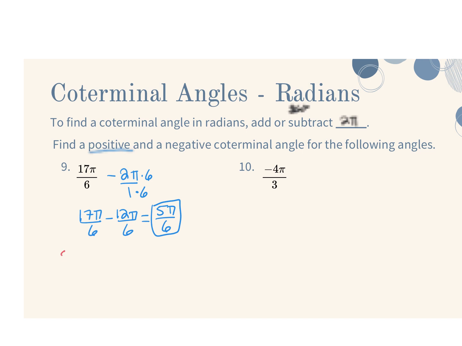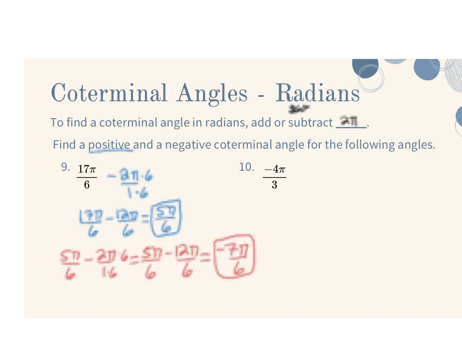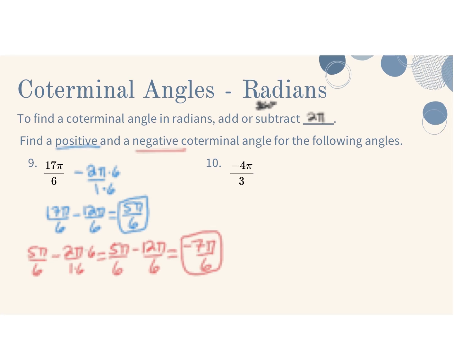To get a negative one, I'm just going to subtract 2 pi again. So minus 2 pi. We can say that this is over 1 times 6 times 6, and then we end up with 5 pi over 6 minus 12 pi over 6, and that's going to get us negative 7 pi over 6. And then we get something like that as our negative coterminal. Let's try the exact same thing with the next one. Number 10. It's already negative.